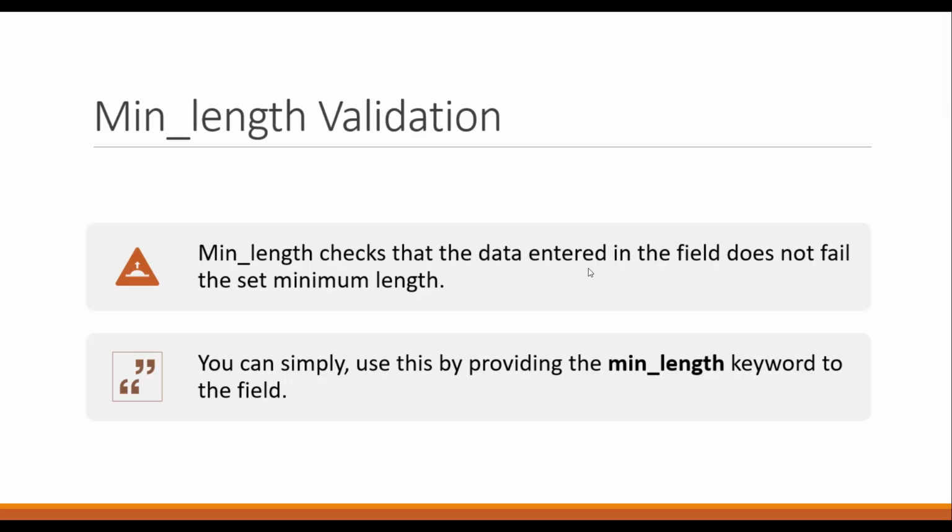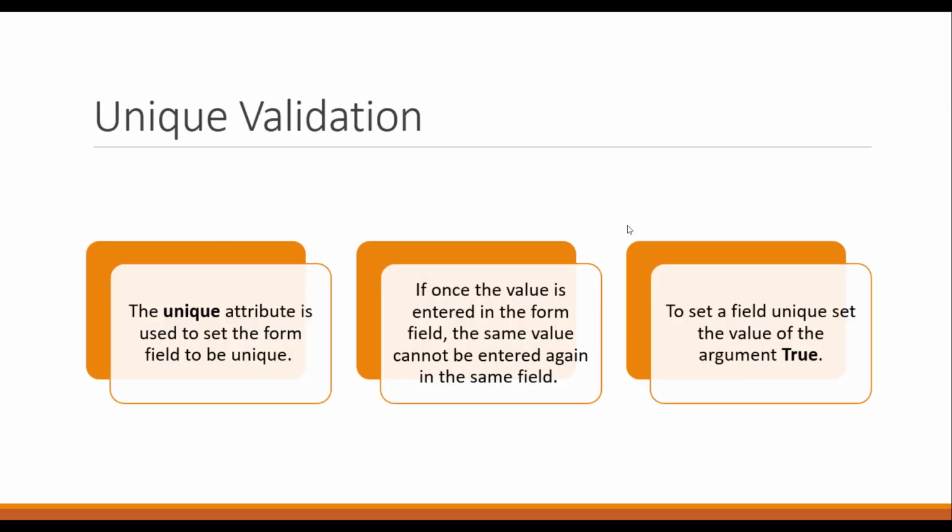So now we will move to the next validation, that is unique validation. The unique attribute is used to set the form field to be unique. Once a value is entered in the form field, the same value can't be entered again in the same field. To set a field as unique, we have to pass the argument unique and set its value to true. We will see an example related to this in the upcoming module.